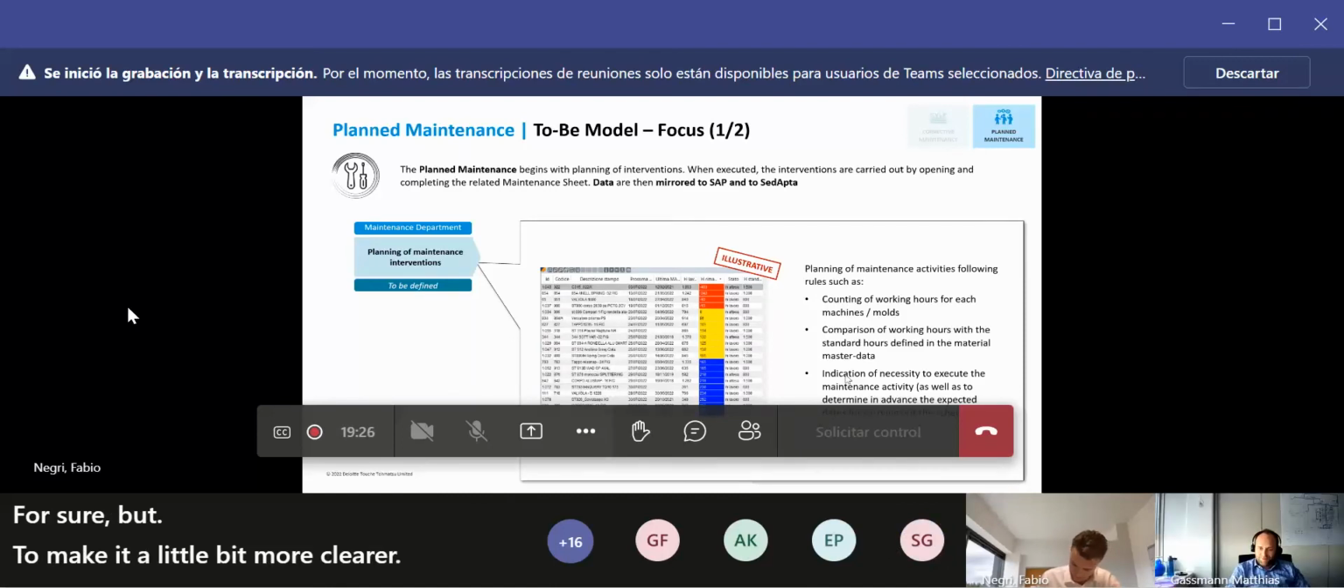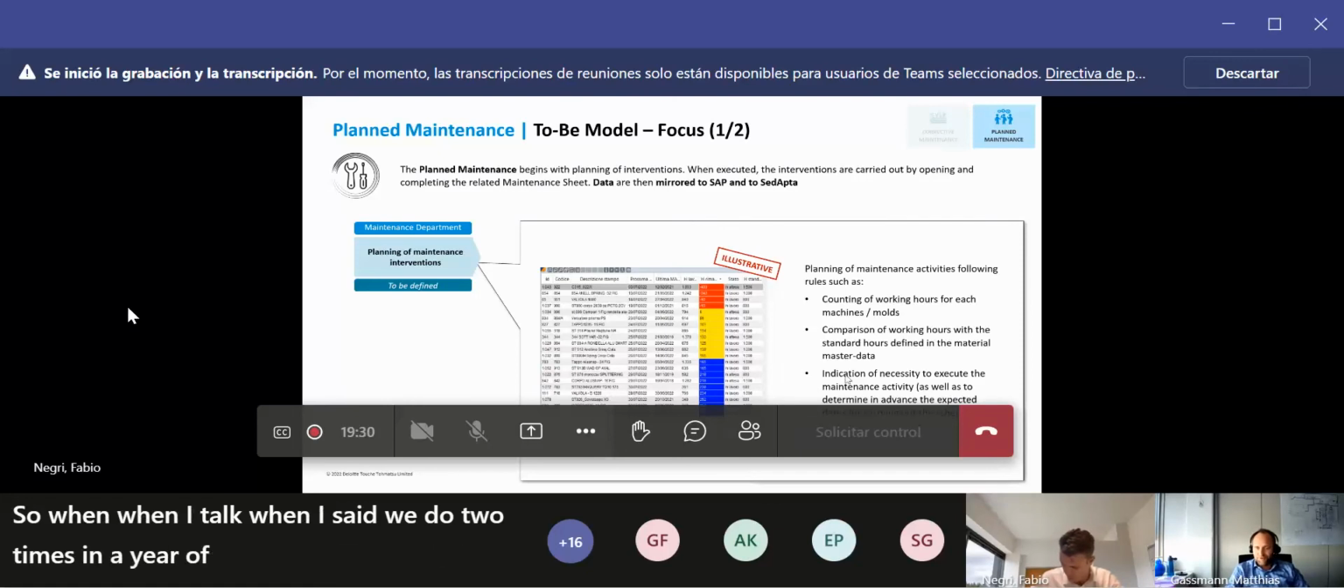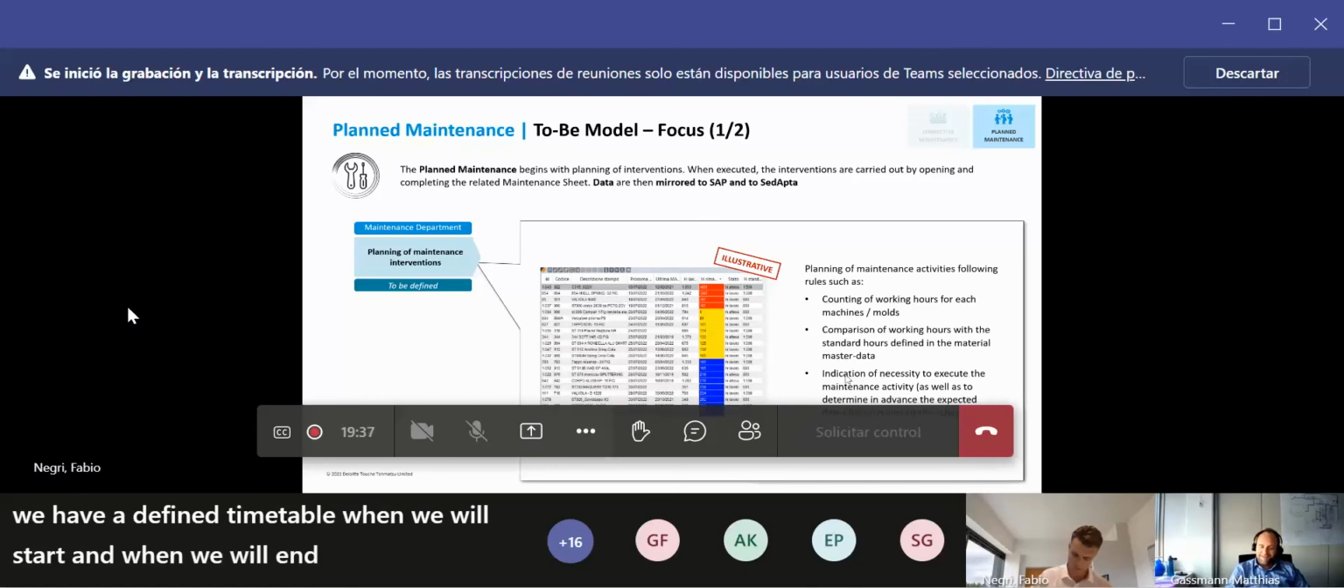So when I said we do maintenance two times a year, for sure we have a defined timetable of when we will start and when we will end, and so we are reducing the capacity, and it's defined and not as long as it takes.